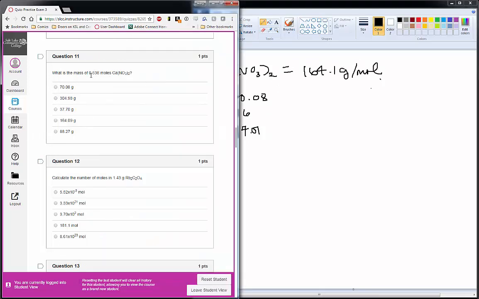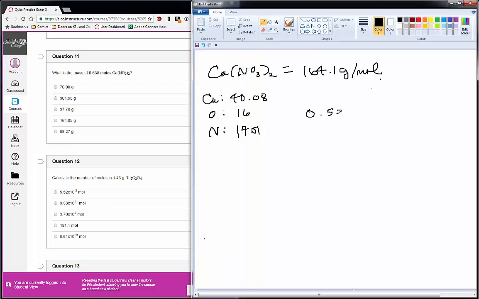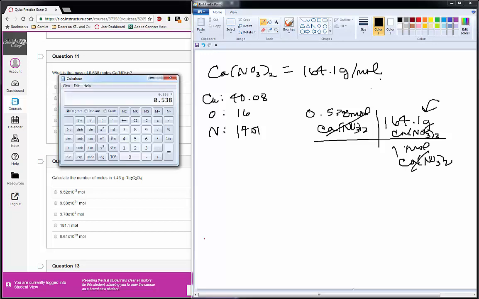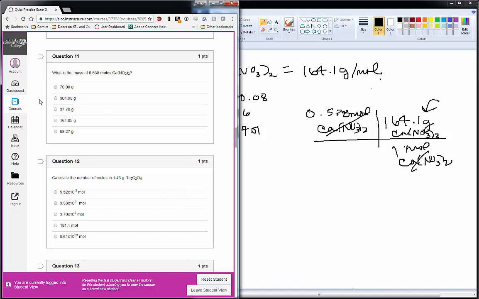Now I plug this in. If I have this many moles, I could use dimensional analysis. I'm going to put this on the bottom. 164.1 grams calcium nitrate in 1 mole calcium nitrate. I've got to do it that way so moles will cancel. I'll be left with grams, which is what they asked for. Should get a mass of 88.3 grams.